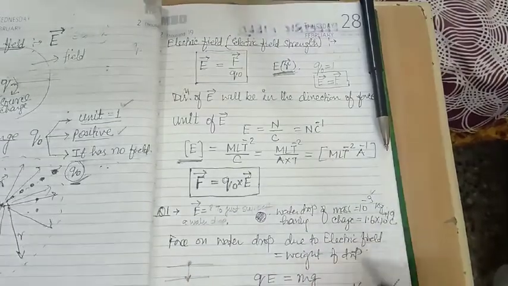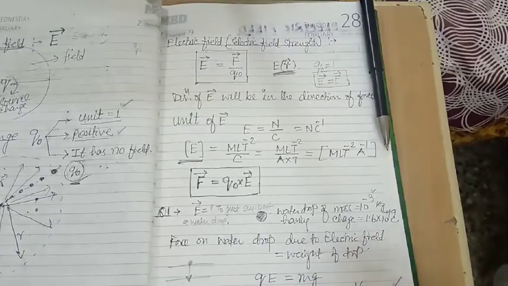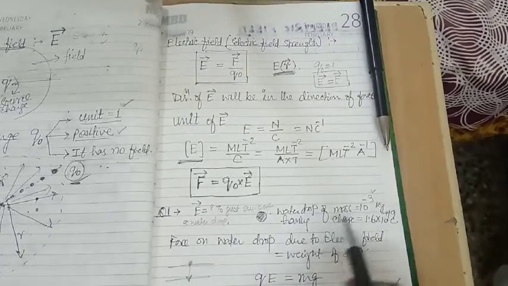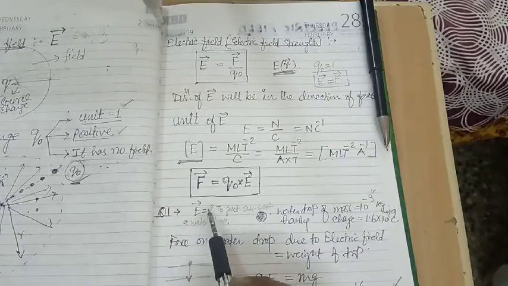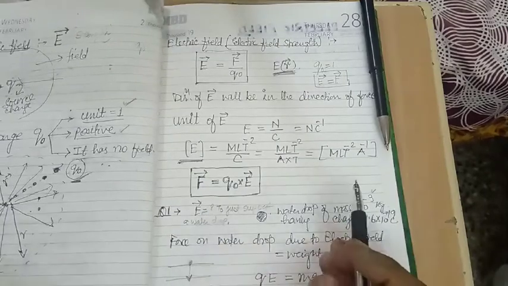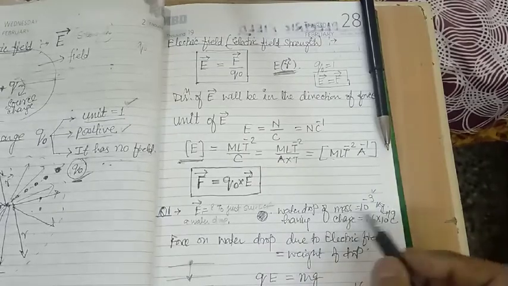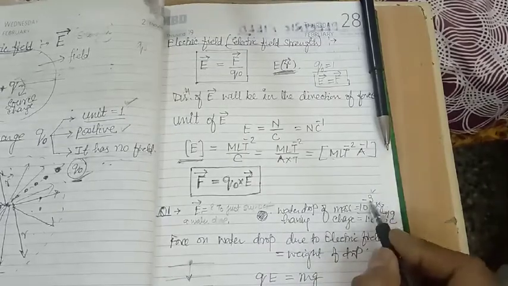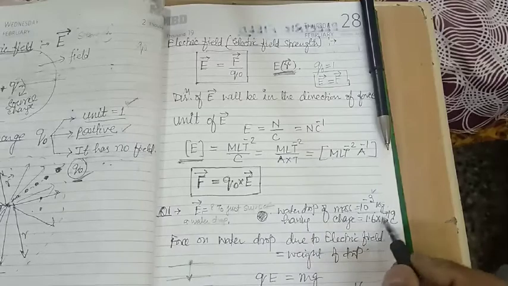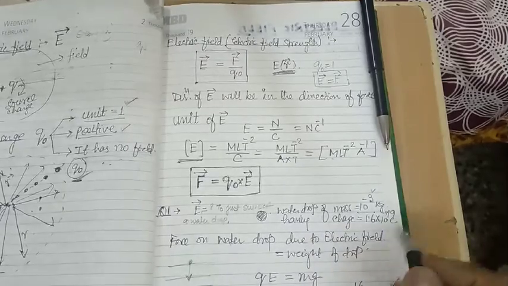Now we have to do a very small question also. To find the electric field strength needed to just support a water drop whose mass is given as 10 to the power minus 3 kg and having a charge of 1.6 into 10 to the power minus 19 coulombs.